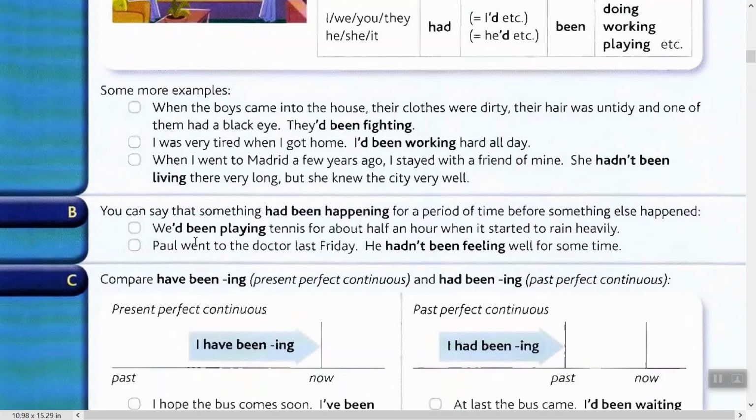Activity. For example, we'd been playing tennis for about half an hour when it started to rain. Paul went to the doctor last Friday. You see, went to the doctor last Friday. He hadn't been feeling well for some time. He hadn't been feeling well.